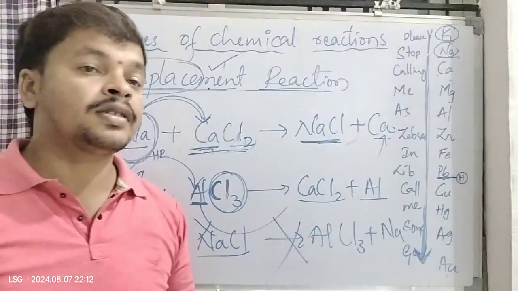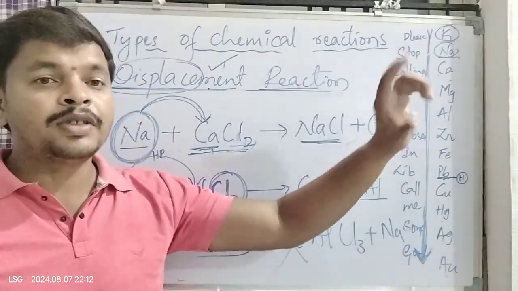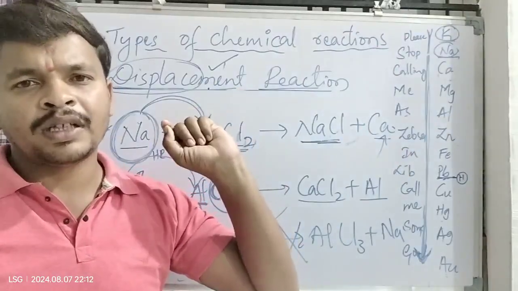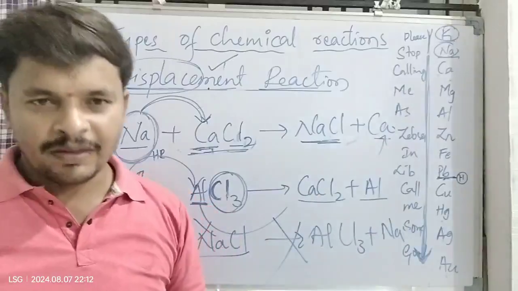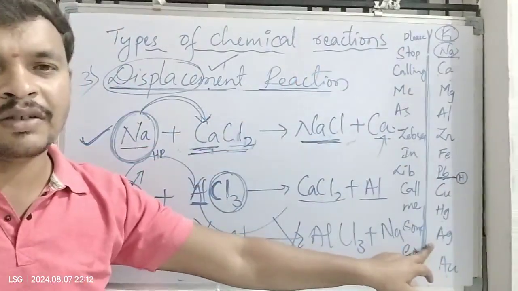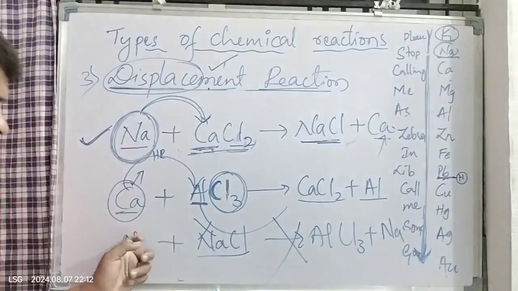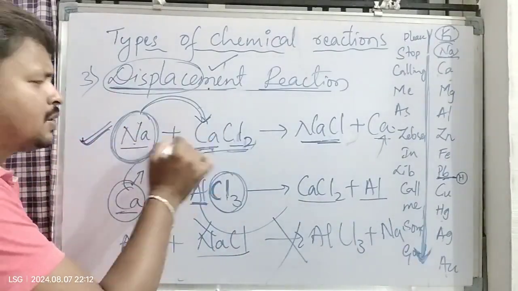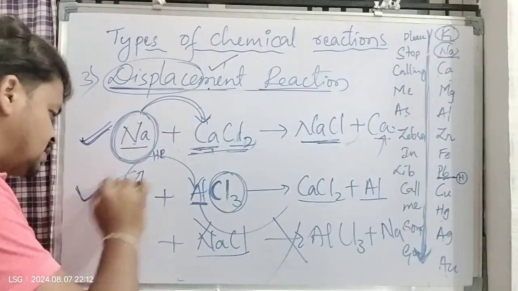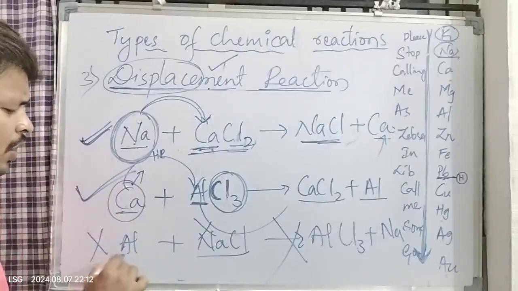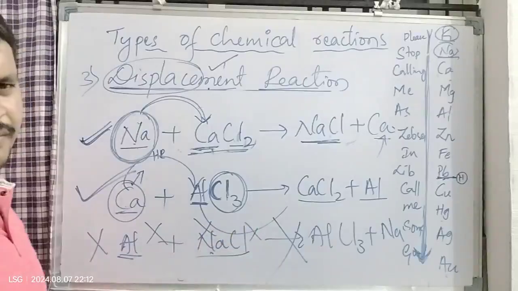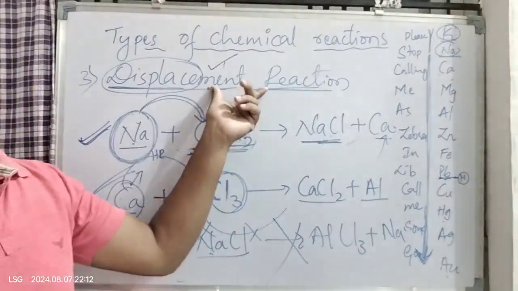Questions in the exam, 1, 4, 5 MCQs can be asked. Which among these is the example of displacement reaction, or which among these is the wrong statement? You should observe that by using the reactivity series. Here this is right because sodium is more reactive than calcium, and calcium is more reactive than aluminium. This is also right, but this is wrong because aluminium is less reactive than sodium. It cannot displace. Hope you have understood the displacement reaction.